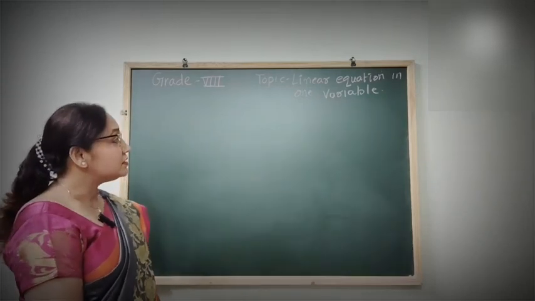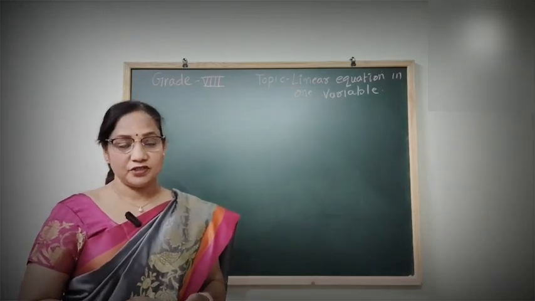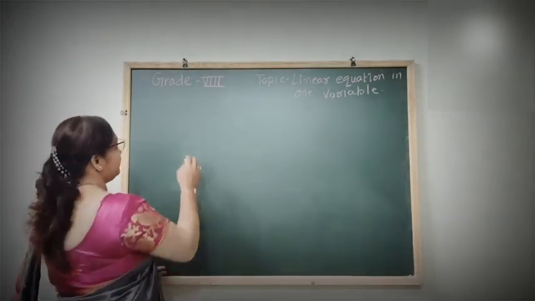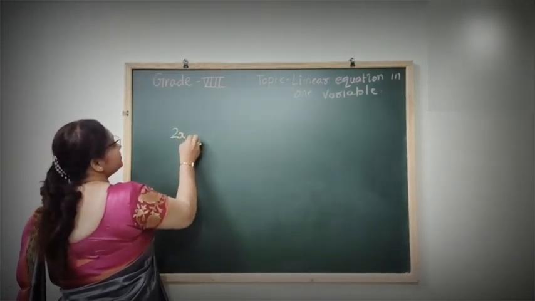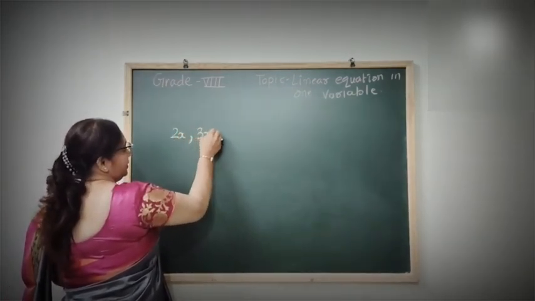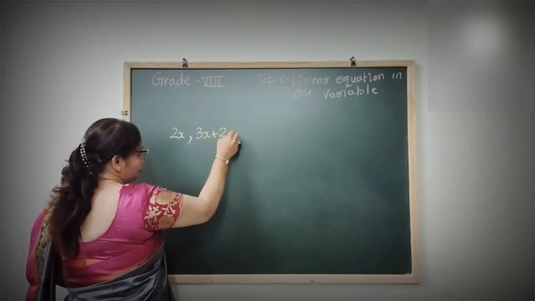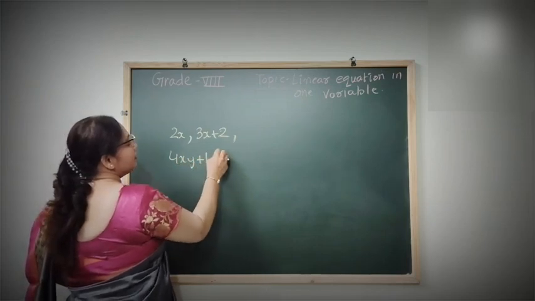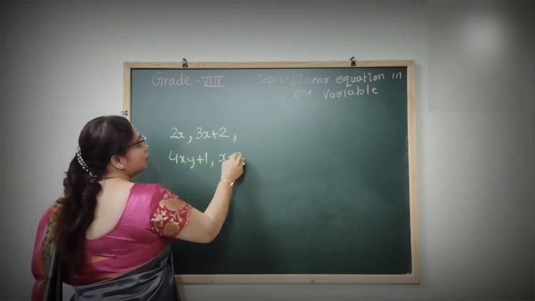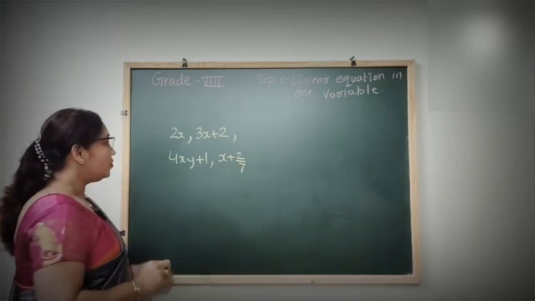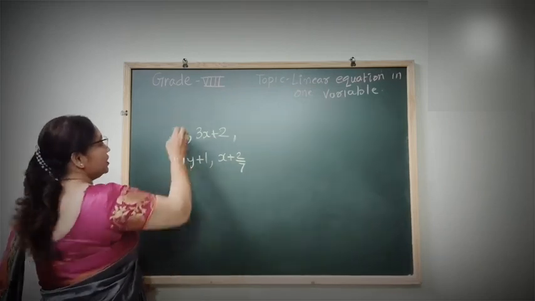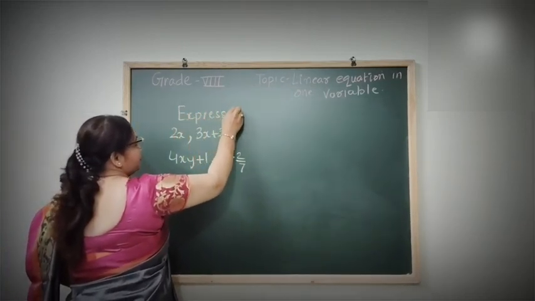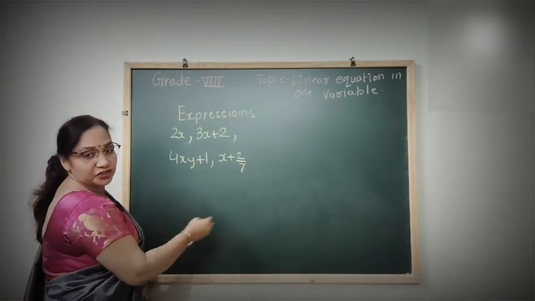So let us first understand what is the meaning of equation. When we say equation, we use expressions to form an equation. For example, 2x, 3x plus 2, 4xy plus 1, x plus 2 upon 7. Okay, these are called expressions. What are these called? Expressions. इन सबको expressions बोलते हैं.